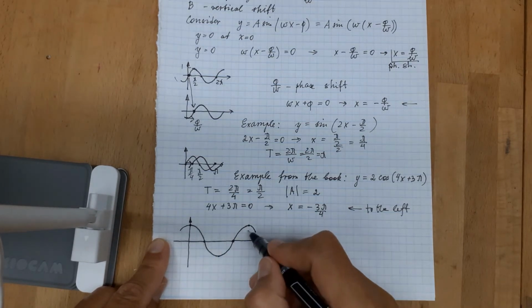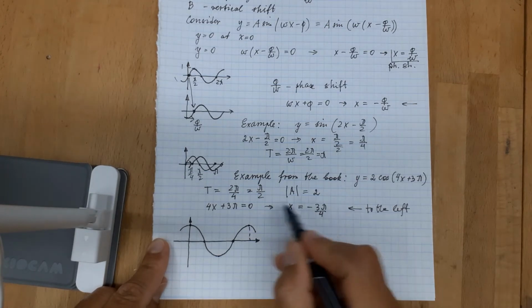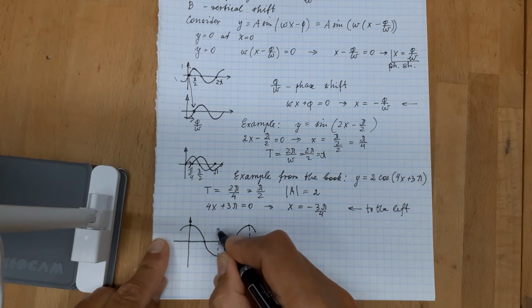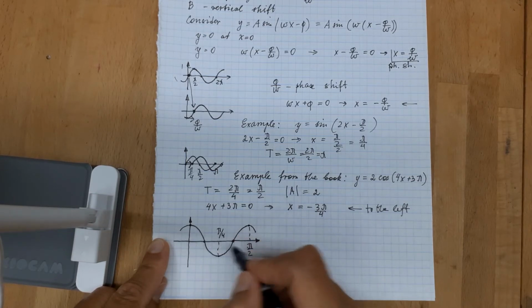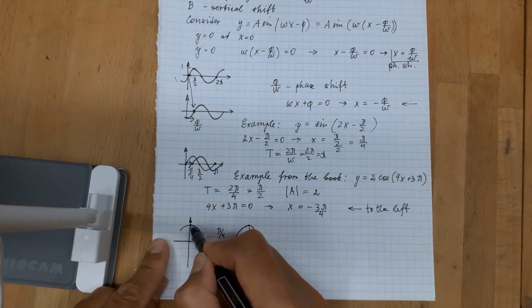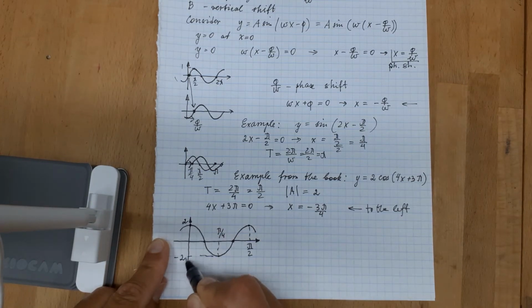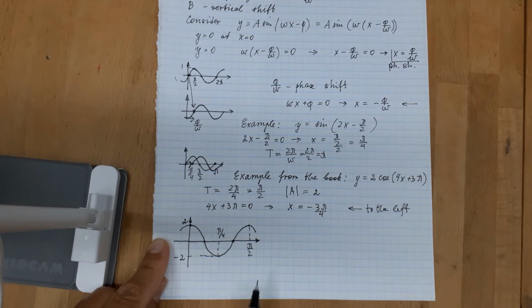Now, I'll need to label one period, right? One period here is pi over 2. So actually, this is number pi over 2, and this number is pi over 4. I'm not going to label all the points, but you understand. What is going to be the top? Amplitude is 2, so top is 2, and the bottom is negative 2. So actually, I already graphed everything besides the phase shift.